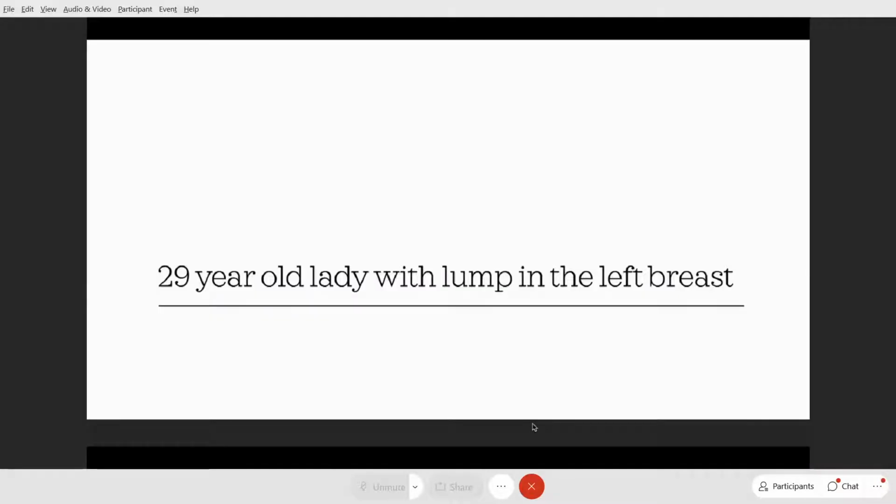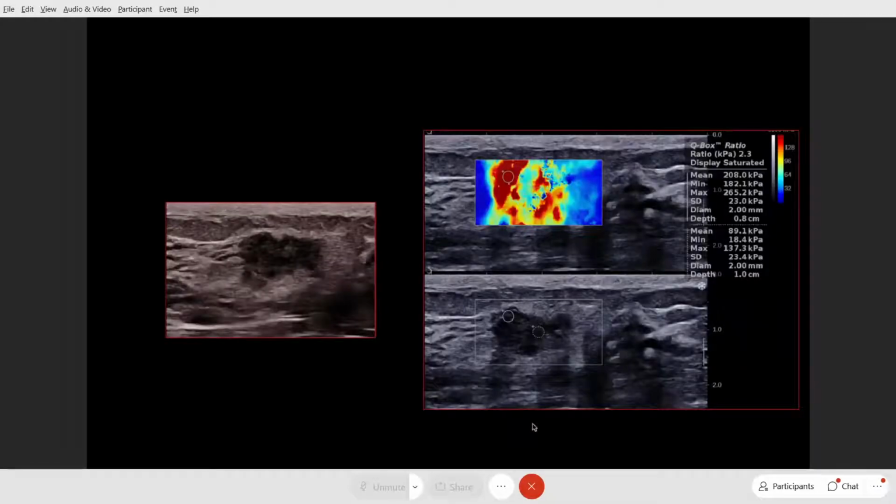This is again an even younger patient, a 29-year-old lady who presented to us with a lump in the left breast. We started with ultrasound. You can see all the suspicious features of a mass in this: an irregular shaped lesion, microlobulated margins, high elastography values. What's so big about it? It's just a suspicious lesion which needs biopsy, right?